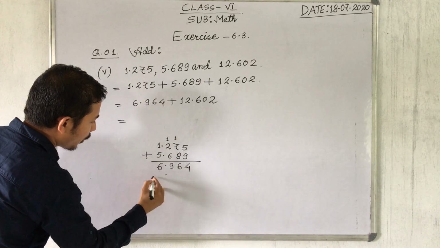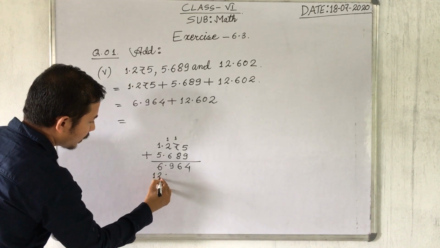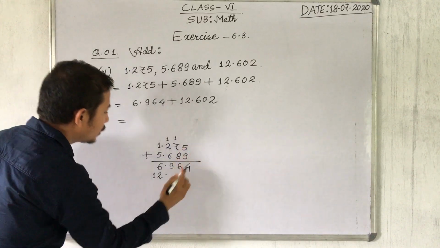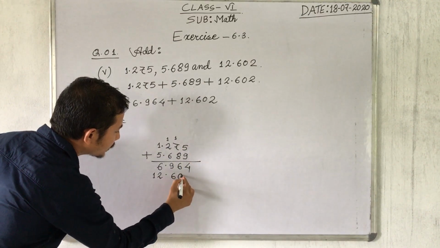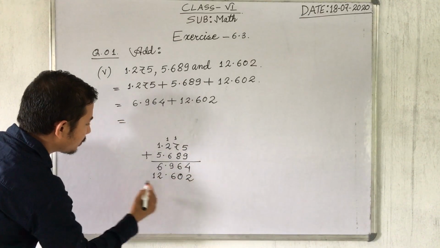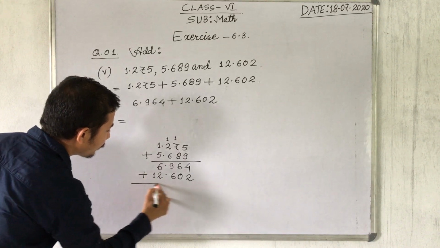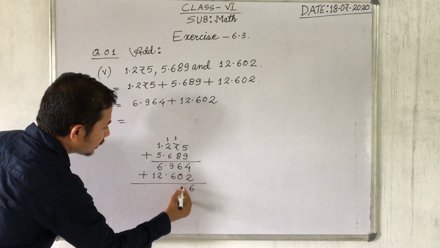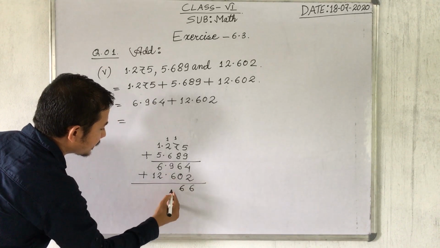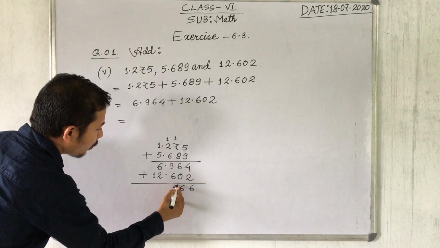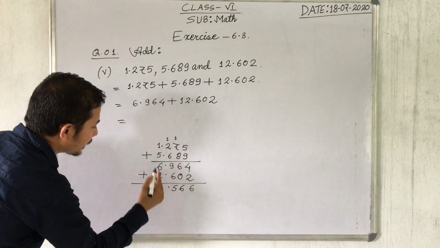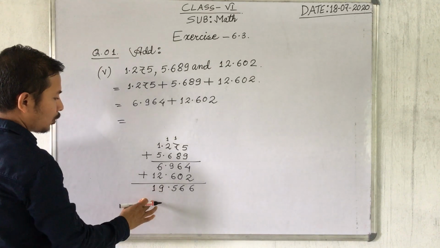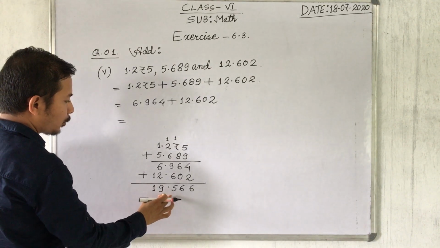Okay, put your decimal point, and 12 we have to write in front of the decimal point, and behind the decimal point there are 3 digits. So 602 we have to write behind the decimal point, and then add. 4 and 2, 6; 6 and 0, 6 only; 9 and 6, 15, 1 carry; 6 and 2, 8, and 1, 9; and this 1 and 1. So finally we have got here 19.566.